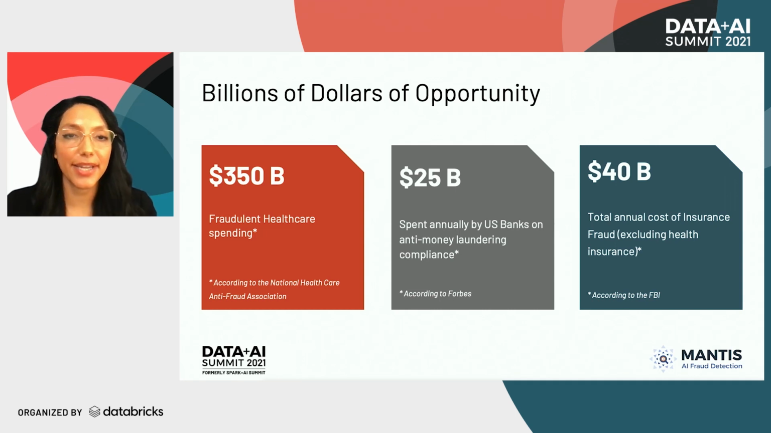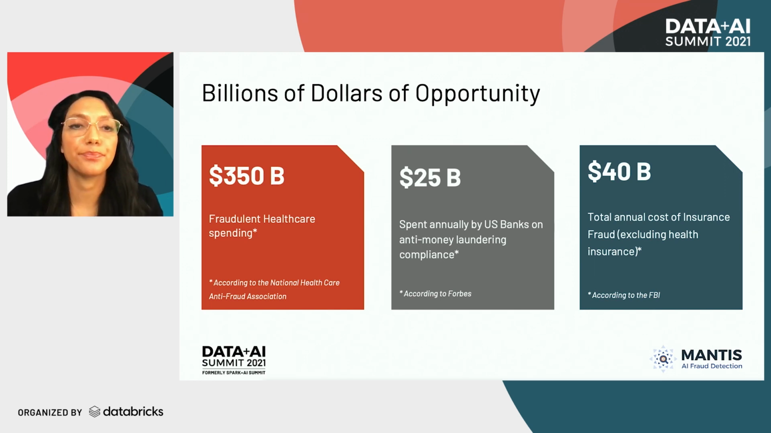The takeaway here is that the fraud prevention opportunity is huge. You can see the numbers: 350 billion in healthcare, fraud, waste, and abuse, 25 billion in banking industries, and 40 billion in insurance. Really, anywhere where you have these payment transactions, there's potential for fraud and the opportunity to prevent it.